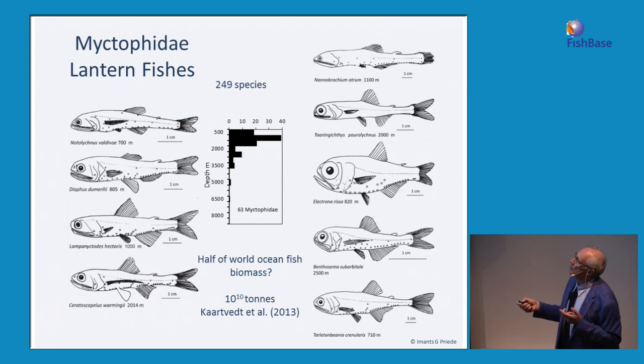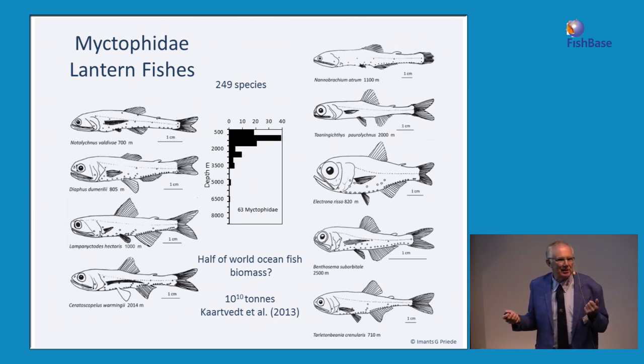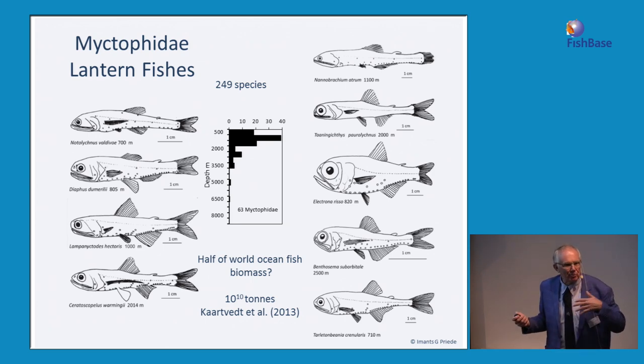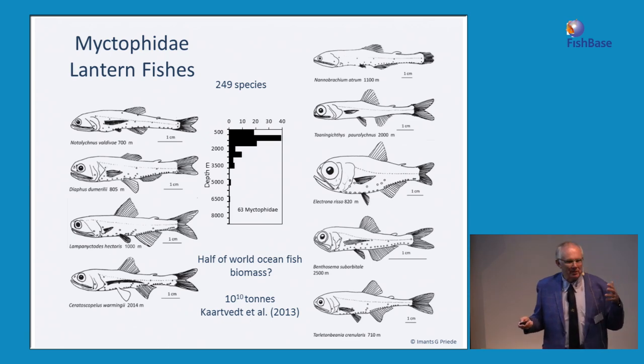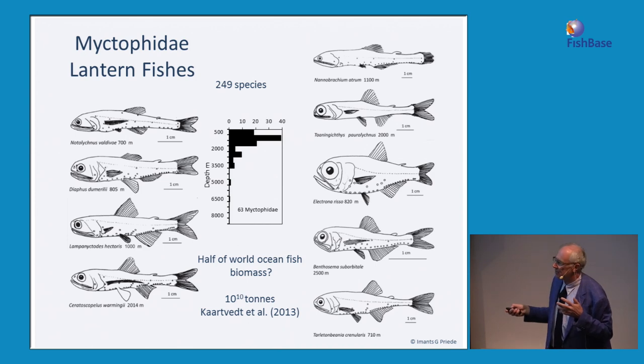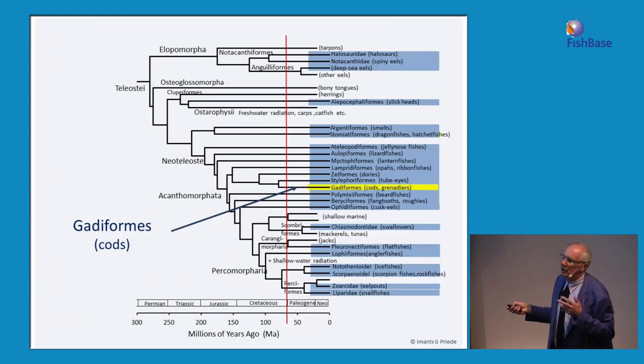The next group are lantern fishes. There's a large variety of them. These fish, there may be 10 to the 10 tons of these. That's half of the world's ocean biomass. If we could catch these fish, we could feed the world very easily. But the problem is when you tow a net, you only catch 10% of what is there. They're extremely good at escaping from nets. This shows a lanternfish.